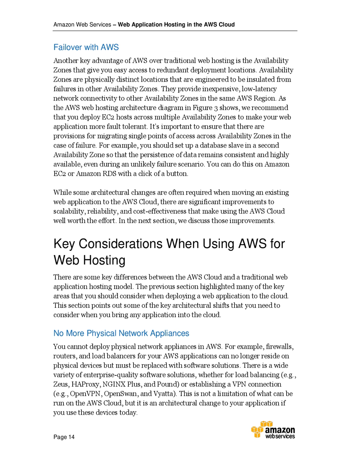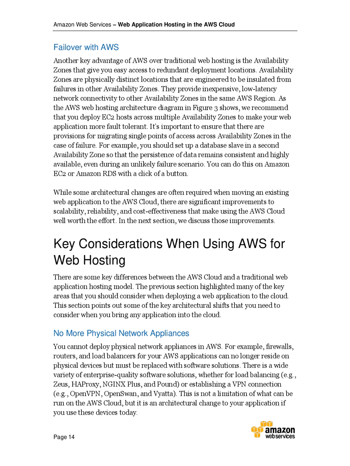Failover with AWS. Another key advantage of AWS over traditional web hosting is the availability zones that give you easy access to redundant deployment locations. Availability zones are physically distinct locations that are engineered to be insulated from failures in other availability zones. They provide inexpensive, low-latency network connectivity to other availability zones in the same AWS region.